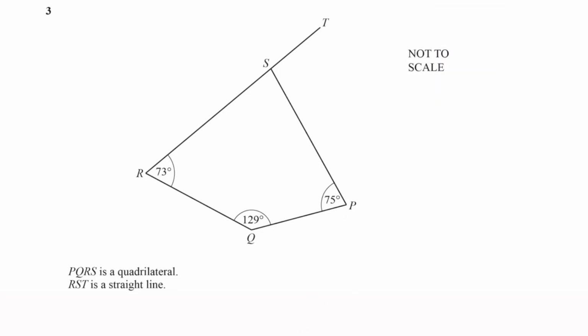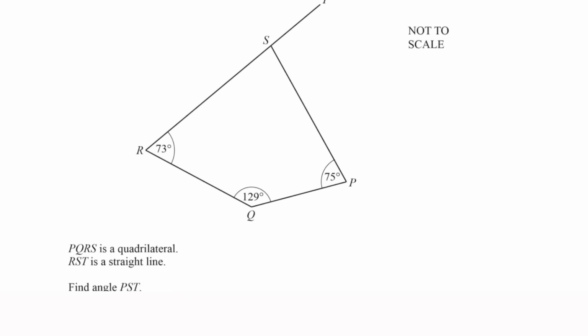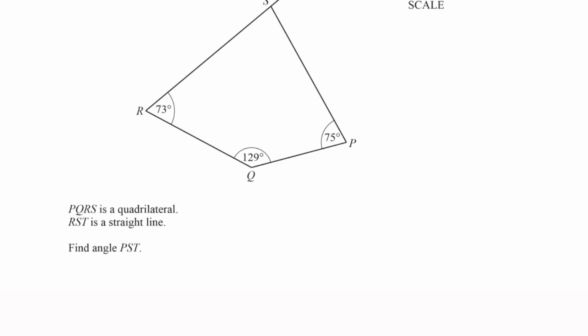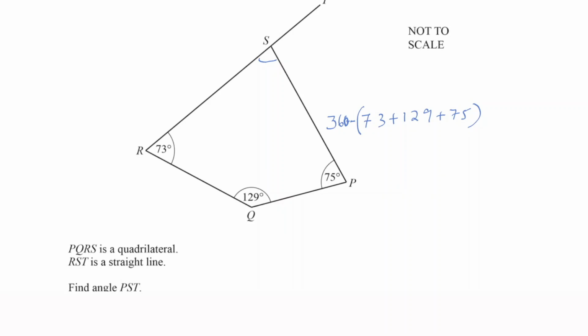Question number 3. This question says PQRS is a quadrilateral and RST is a straight line. Okay, so this is a quadrilateral, so you should know that in a quadrilateral the angle sum is 360 degrees. So 73 plus 129 plus 75 plus the one remaining angle should give you 360. To find that, we will subtract all the three angles from 360, so that we get this angle, that is RSP.